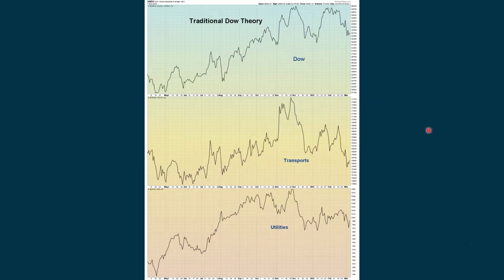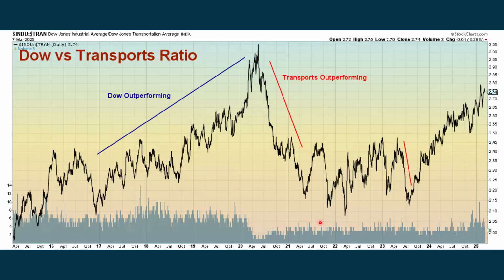And we look at traditional Dow theory, which uses the Dow and the transports. The transports have really been falling more, even though the Dow hasn't been holding up all that well, but it's been holding up better than some of the other indexes. And the utilities have pretty much been going sideways lately. And when this is going up, that means the Dow is outperforming the transports.